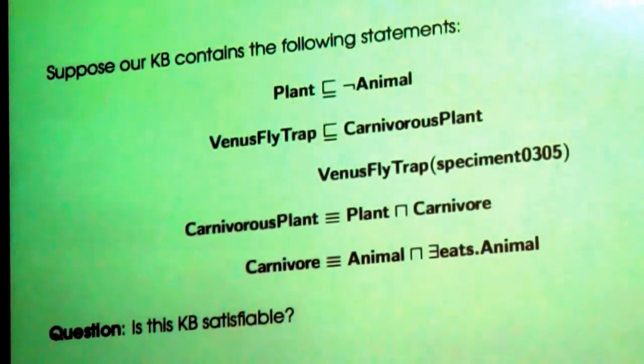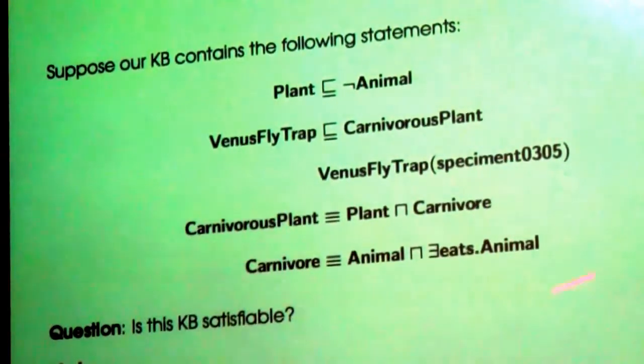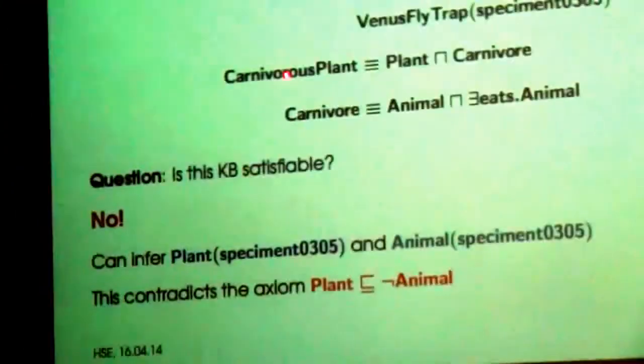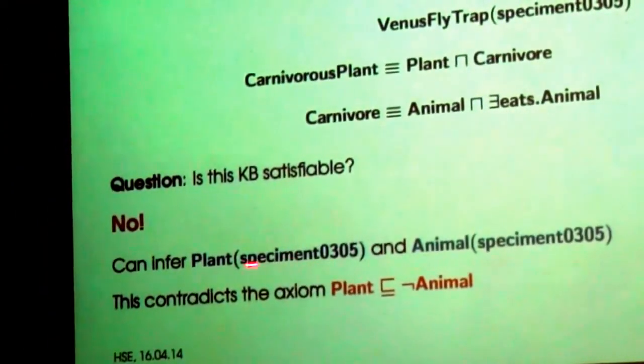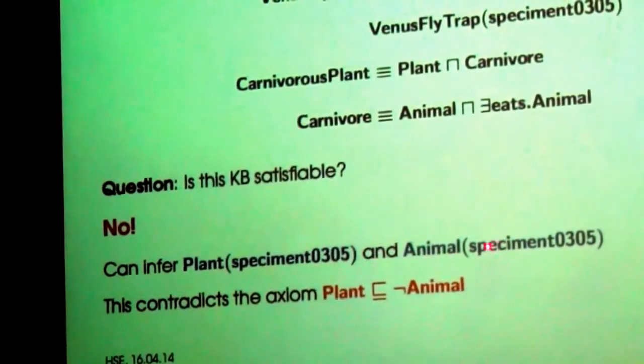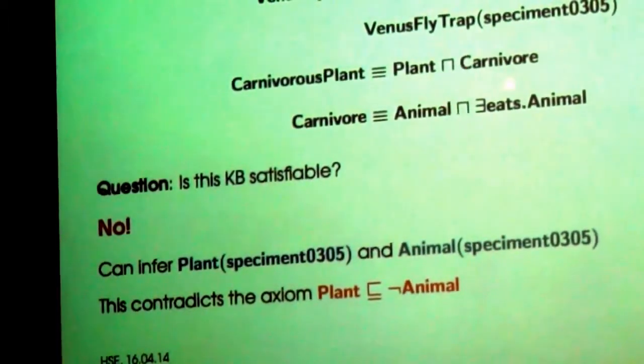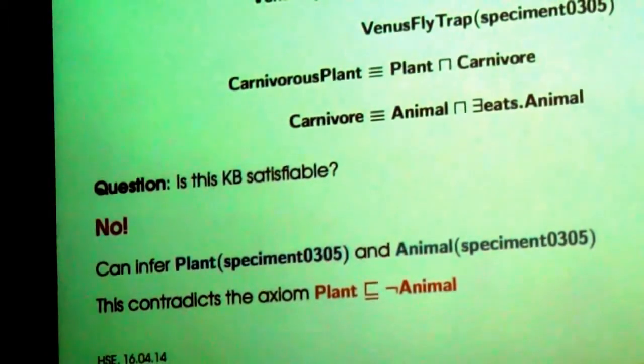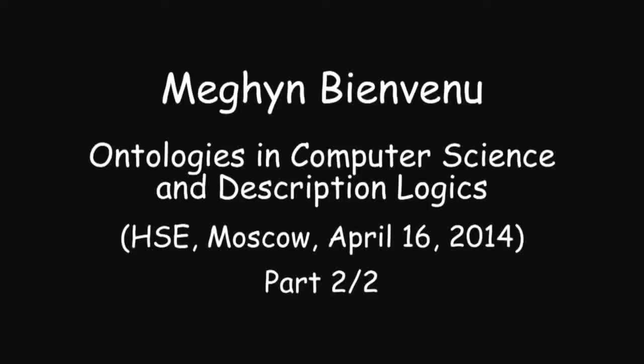Exactly. So we can infer that it's a plant because we have its carnivorous plant, and a carnivorous plant is a plant, so it gives us here. And we also have that it's an animal because it's a carnivore and carnivores are animals, and then if we put these together, it contradicts its first axiom. Yeah, exactly. Okay, so that's satisfiability. That's the first very basic reasoning task we need.